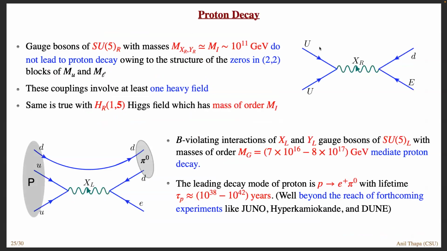Proton decay. I'm running out of time. So the gauge boson S5 right, at the intermediate scale, will not lead to proton decay because of this 0-0 structure. There's no mixing of the vector-like with the normal quark. So you can have a diagram like this, but there's no mixing with the normal quarks, and there is no mixing with E, the charged electron. So there is no proton decay. Of course, S5 left can lead to proton decay, which is at the gut scale. But since the gut scale is so high, the predicted proton lifetime is very, very large. So there's no way to probe this, unfortunately, at least through proton decay.